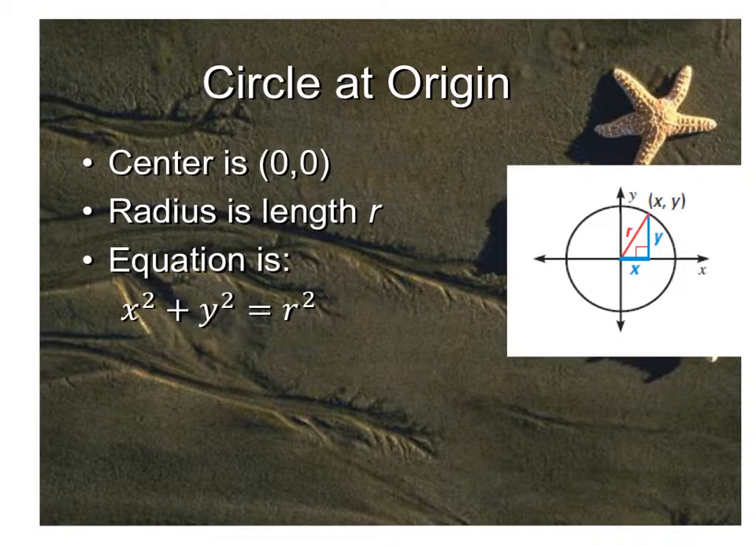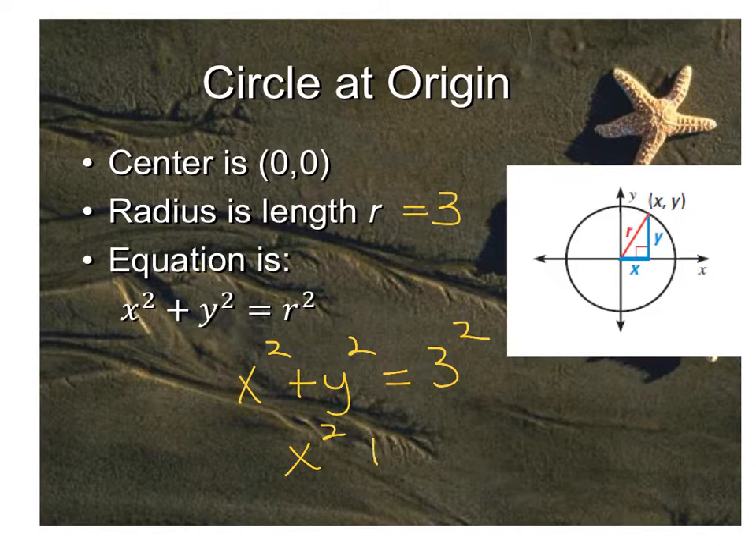So for example, if I told you our radius here had a length of 3, our equation for our circle would be x squared plus y squared equals 3 squared, and then I would simplify that to x squared plus y squared equals 9. So when the center is at the origin at 0, 0, all you need to do is find the length of the radius and square it. It's pretty basic.